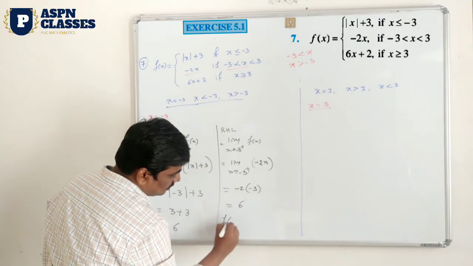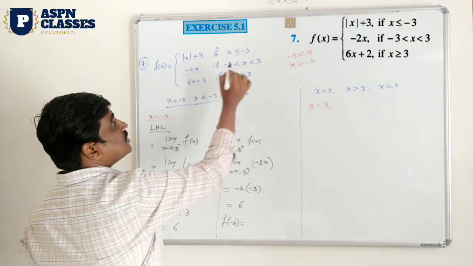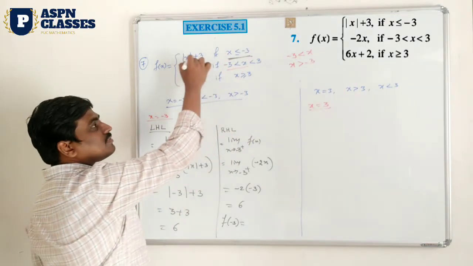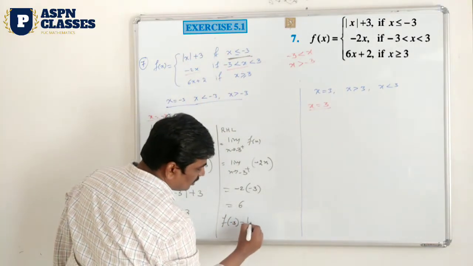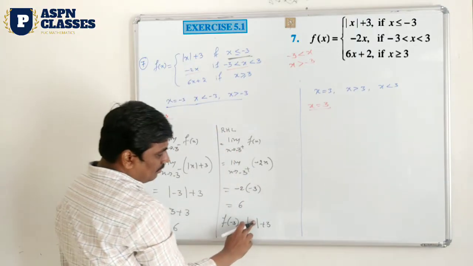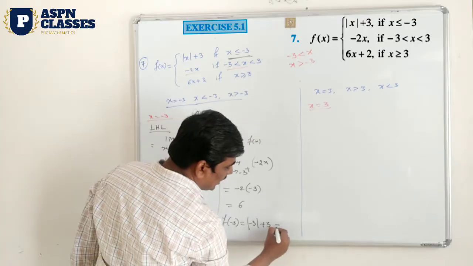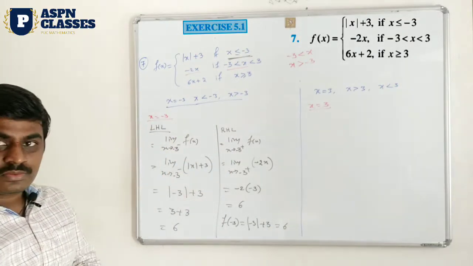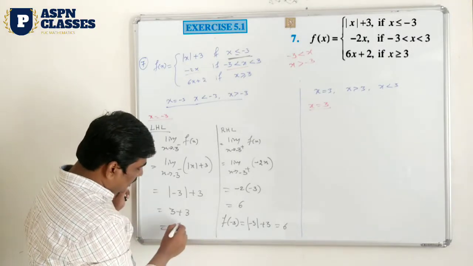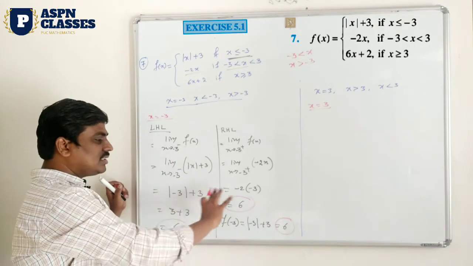Check f of minus 3. The equals sign is here, so at this point this is your function: modulus of x plus 3. In place of x, I fill in minus 3. Modulus of minus 3 is plus 3, so 3 plus 3 again gives 6. Now observe: the LHL limit is 6, the RHL limit is 6, and the function value is also 6. All three results are equal.